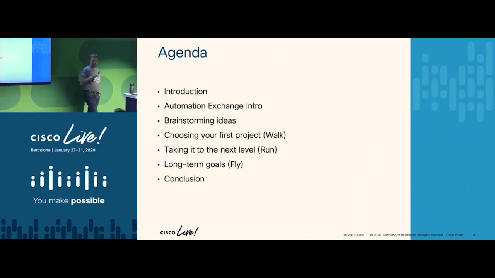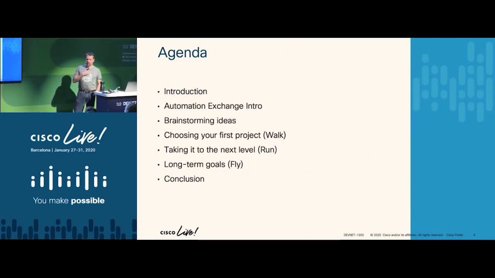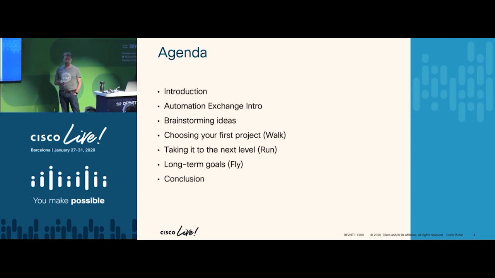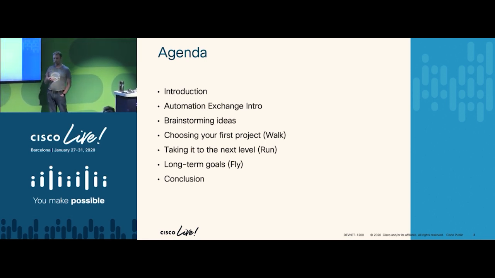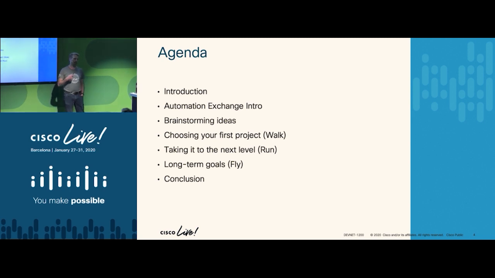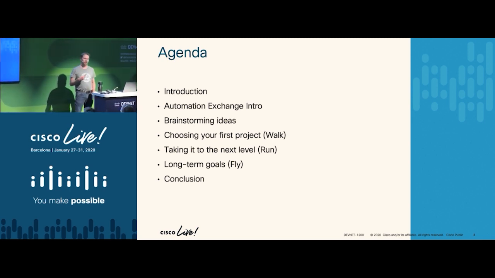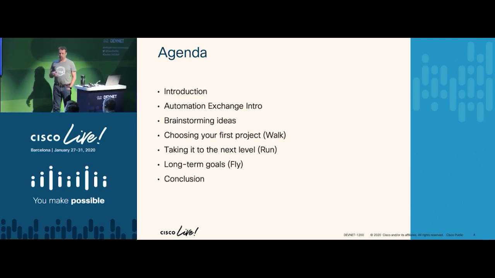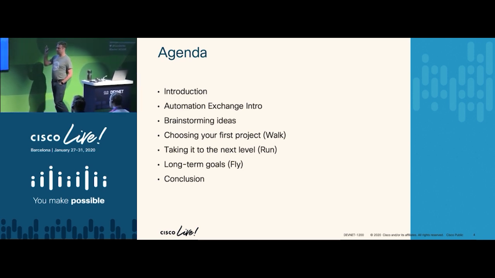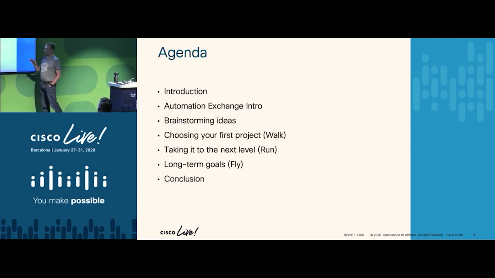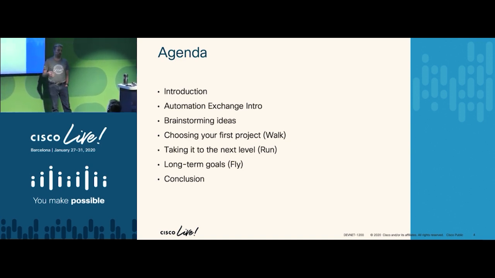I'm going to give a little bit of an introduction to myself. I'm going to talk about Automation Exchange, which this time last year was not yet launched, so I'll give you an idea of what that is. It's something that DevNet launched. I'll talk about some methodology on brainstorming ideas, as you're starting to figure out how to get into the automation, how to start taking that next step from wherever you're at. And then we'll talk through a methodology that we use as part of Automation Exchange called Walk, Run, Fly, and how you can actually use that to gradually progress through this journey.